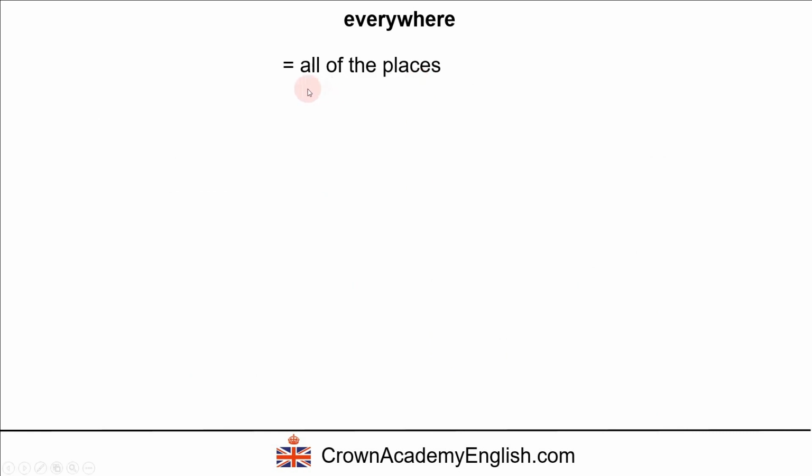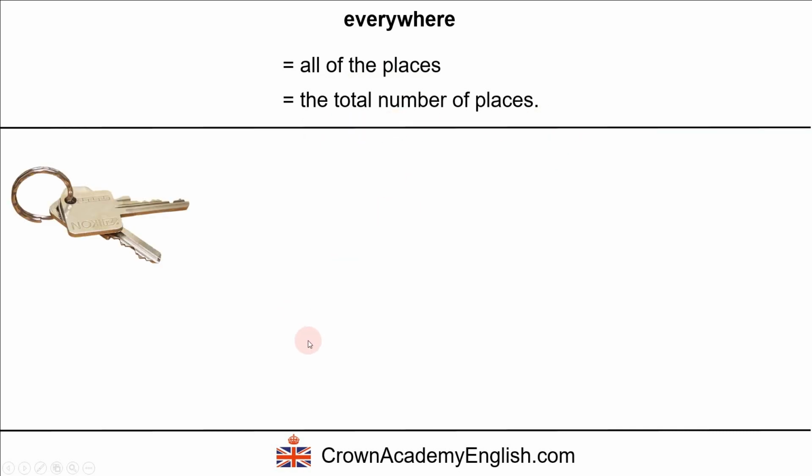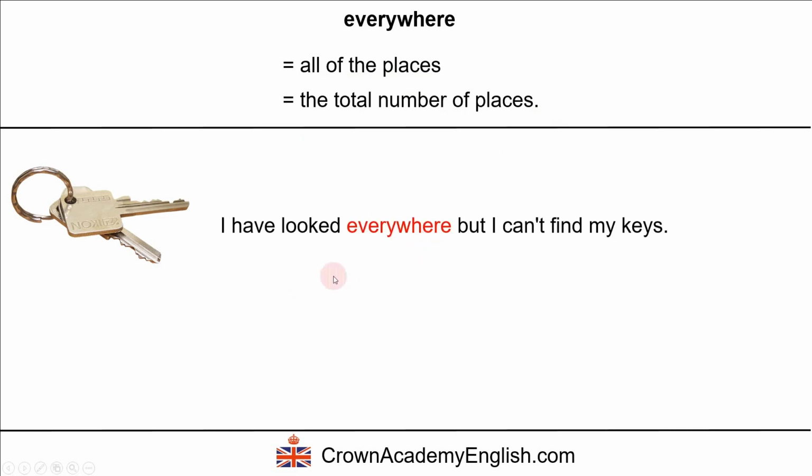Everywhere. So, reminder, it means all of the places and the total number of places. A very common example is when you've lost something. I've looked everywhere, but I can't find my keys. And this used to happen to me very often when I was younger. I've looked in all of the places. I've looked in the bedroom, under the bed, in the living room, in the car. I can't find my keys. Everywhere.